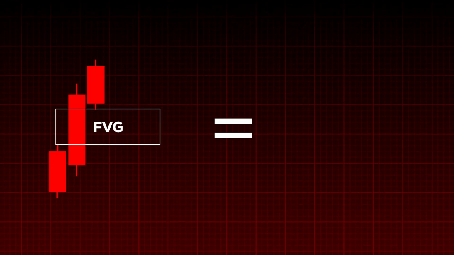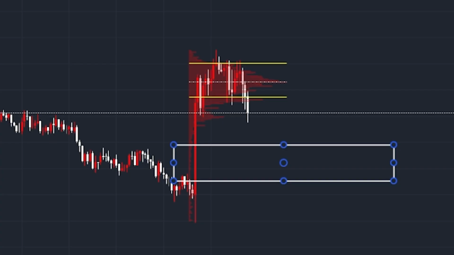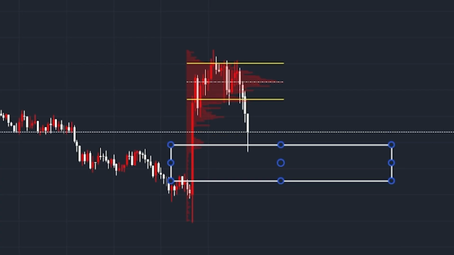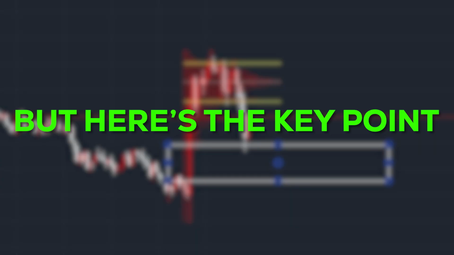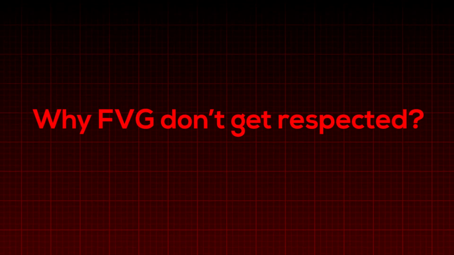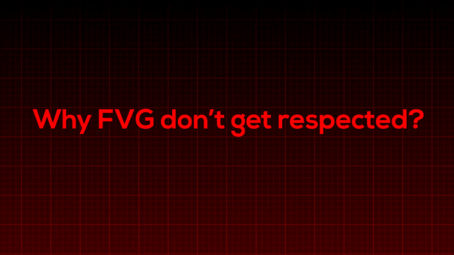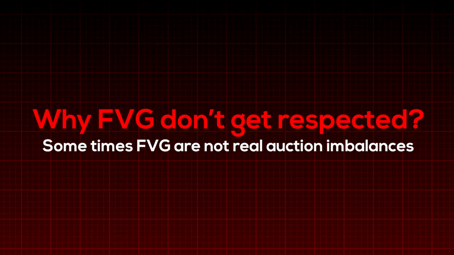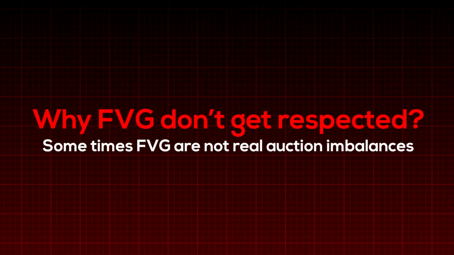Now let's talk about validation. From an order flow perspective, a fair value gap is essentially a low volume node. Markets naturally tend to revisit these areas to facilitate more balanced trade. But here's the key point. Some traders wonder why their fair value gaps don't get respected. Well, sometimes the zones they are looking at are not actually real auction imbalances.